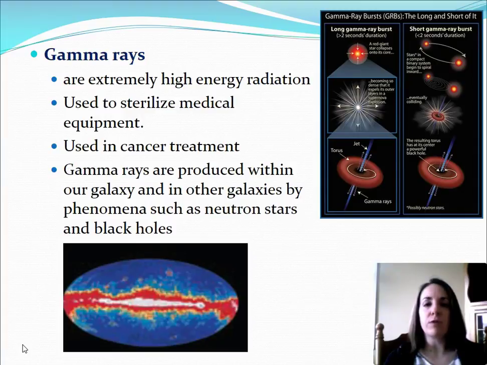It can be used for sterilizing medical equipment. You'll kill off any microorganisms very easily using these rays. They're also used in cancer treatment because you can kill off those rapidly dividing cells. And gamma rays are actually produced within our galaxy and in other galaxies by neutron stars and black holes.